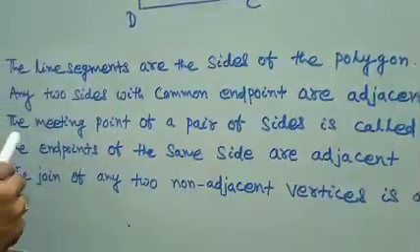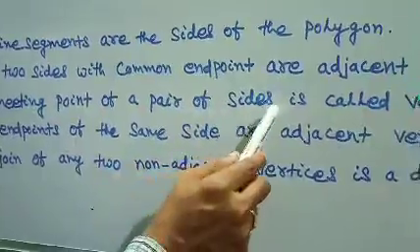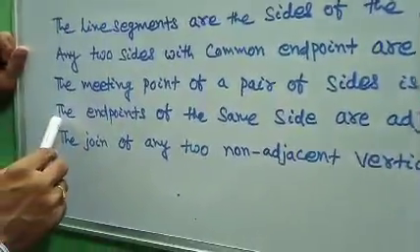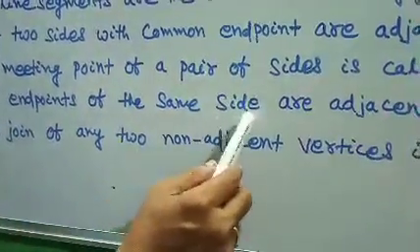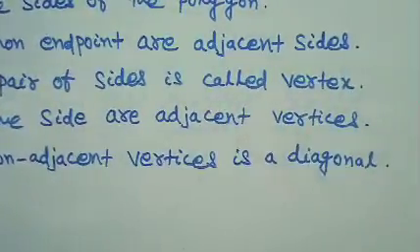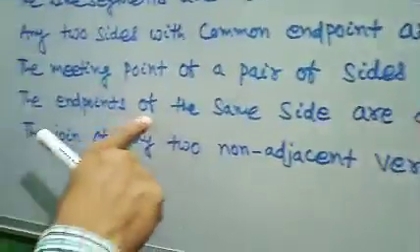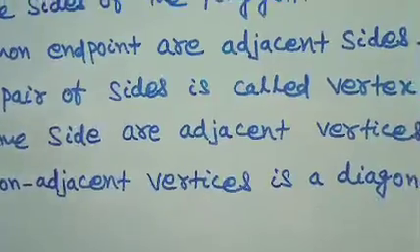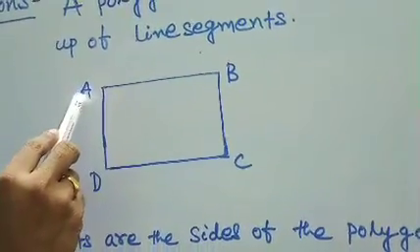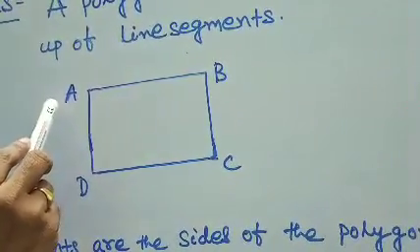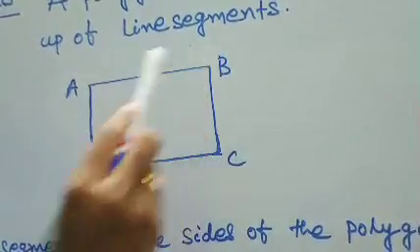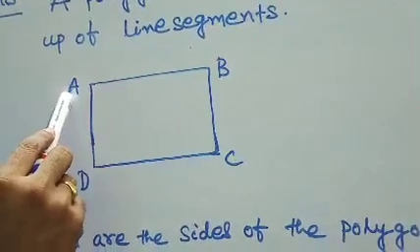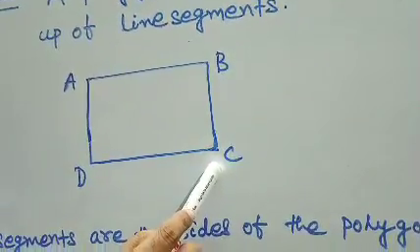Okay, next one is, the endpoints of the same side are adjacent vertices. The adjacent vertex of A is D. The adjacent vertex of A is B. Okay, we cannot say that the adjacent vertex of A is C.